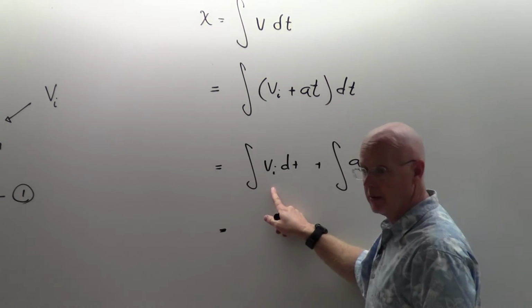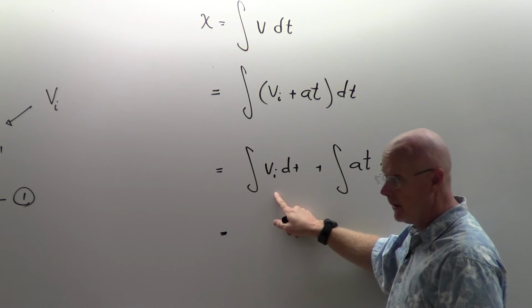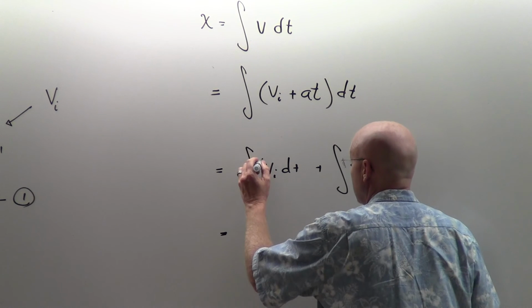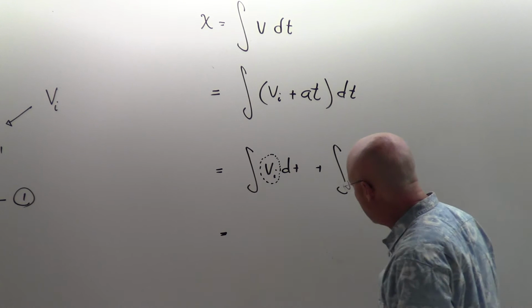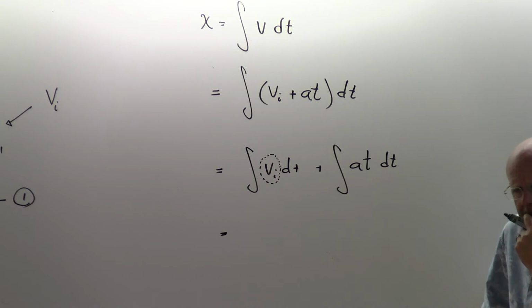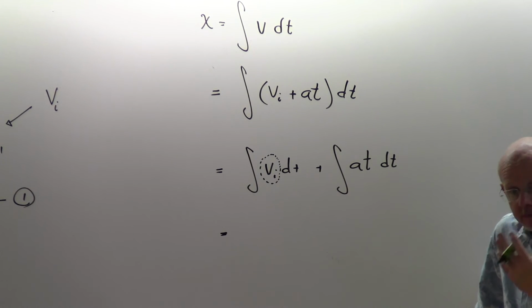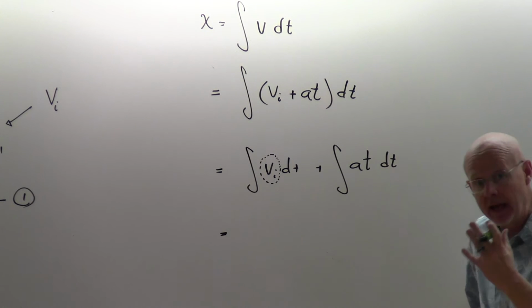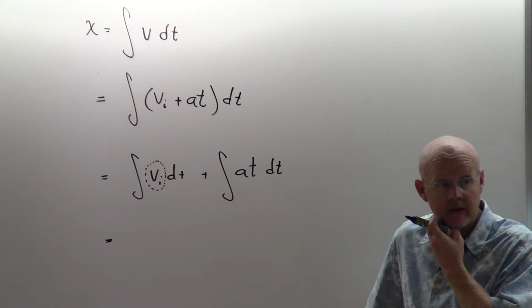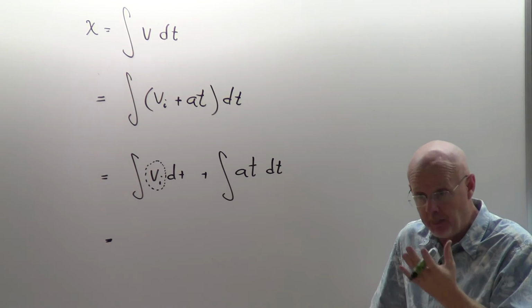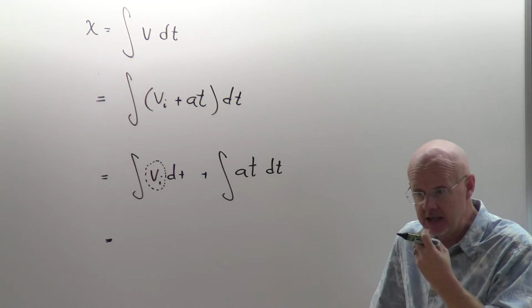What's the integral of this one? Okay. And again, let's make sure we're reading it. VI. What is that again? Initial velocity. When it comes to my math, my calculus here, can I do anything with that? Can I pull it out in front? Is velocity a constant?